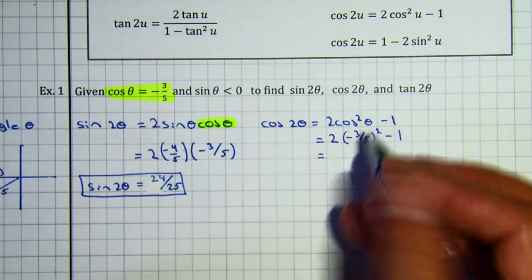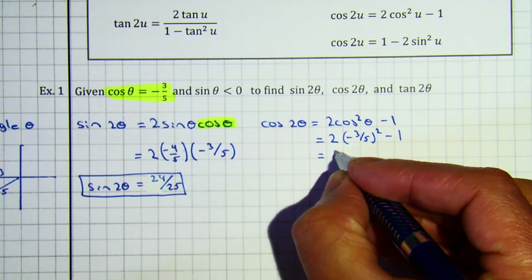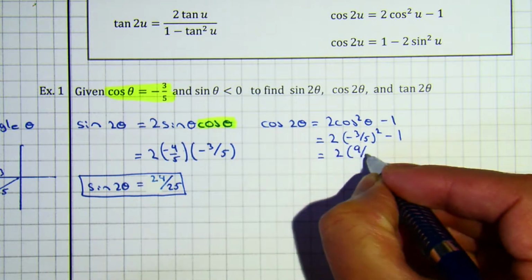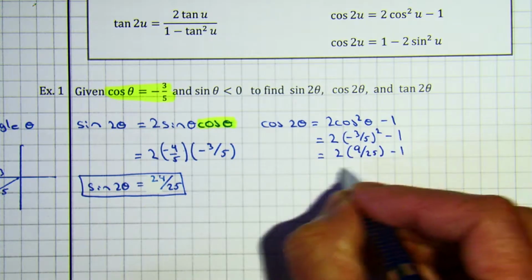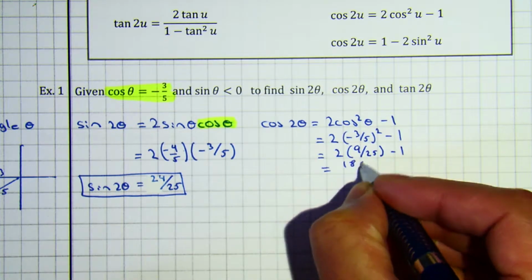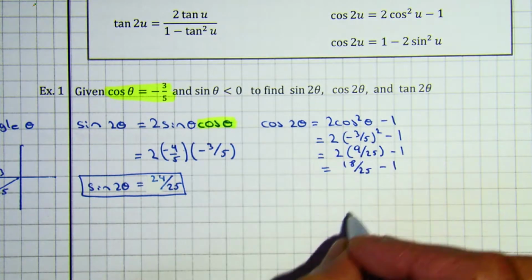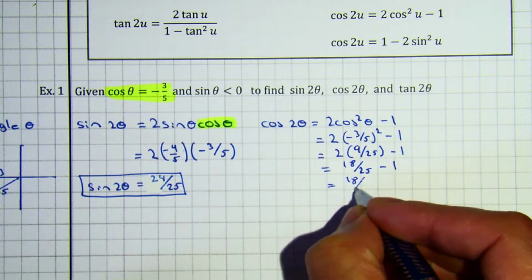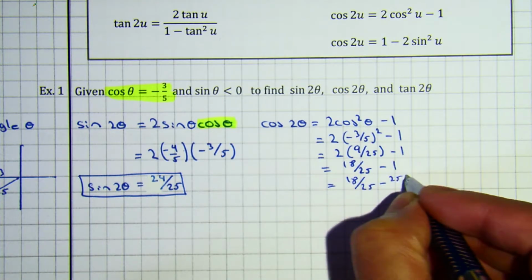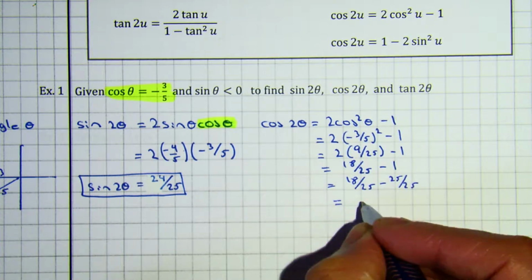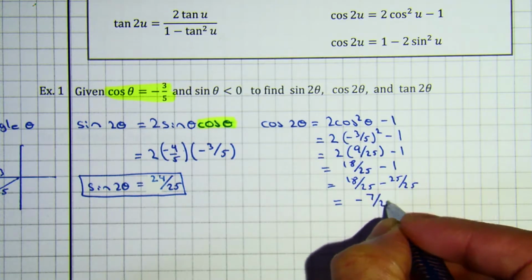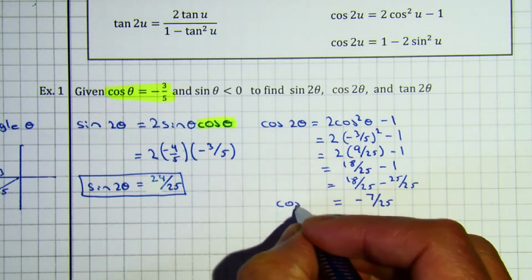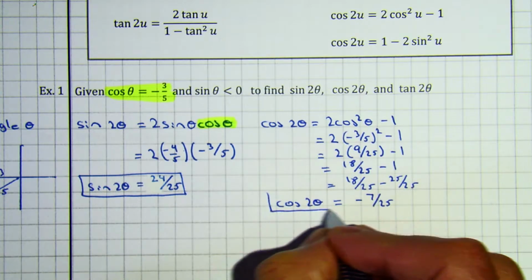So therefore, that gives me 2 times 9 over 25 minus 1. That gives me 18 over 25 minus 1. I'm going to make this over 25, so it gives me 18 25ths minus 25 over 25. Therefore, it gives me negative 7 over 25. So the cosine of 2 theta will be negative 7 over 25.